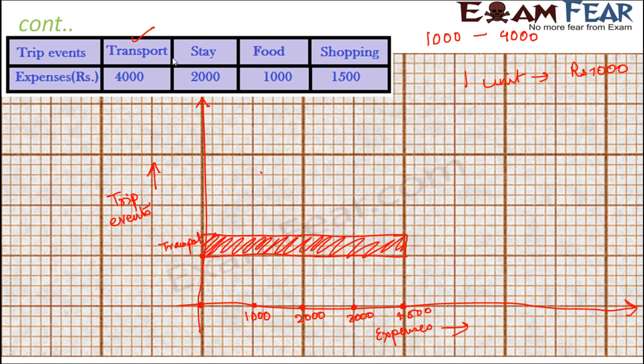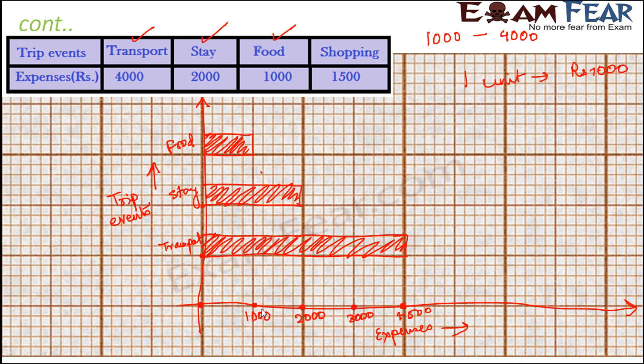What would be our next bar? The next bar would be for stay, which is 2000. So let's say we draw this here. So this bar represents stay. The third bar is for food, which is 1000. So 1000 is here. So this represents food, and the fourth one is shopping, which is 1500.